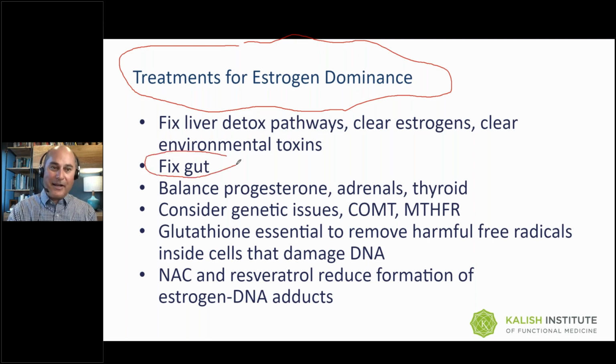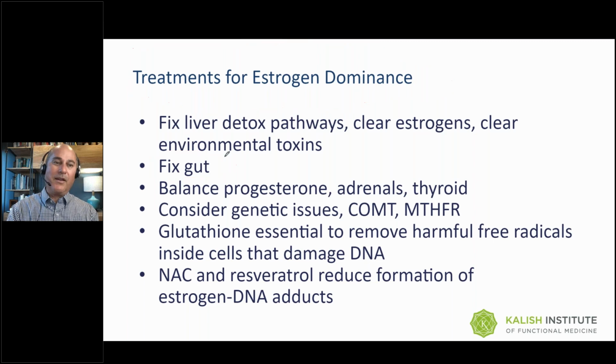You have to fix the gut, if only because of this one connection with beta-glucuronidase, but there are many, many other connections, obviously, between the gut and the hormones. If the gut is in bad shape, all the junk that's coming from the gut goes right to the liver. And that can be the reason why you're not clearing estrogen, because your liver is just overwhelmed dealing with the problems coming from the gut.